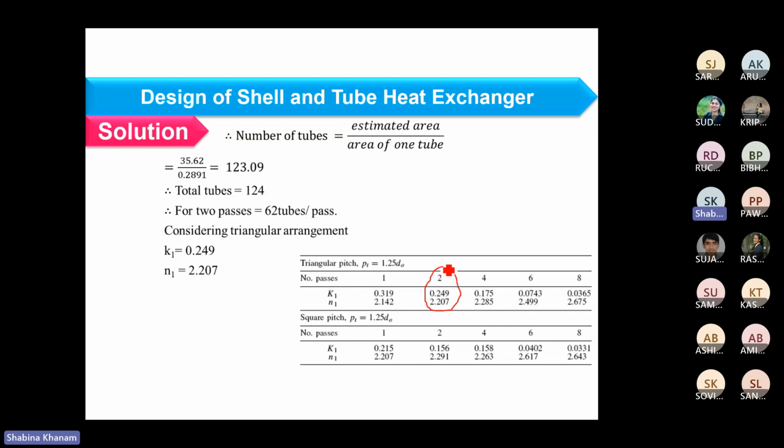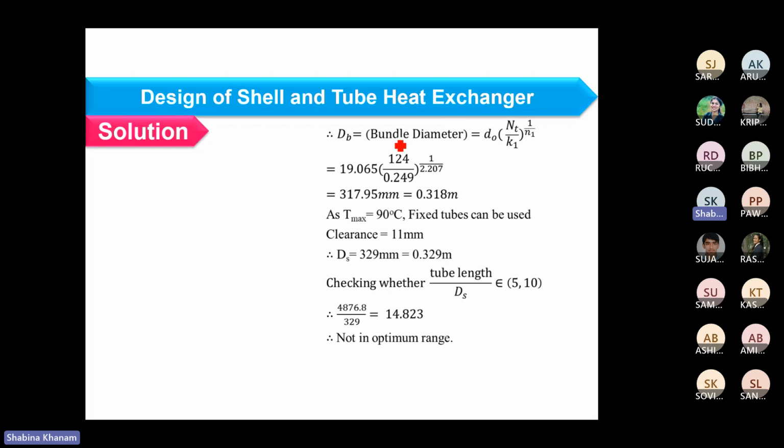Okay, if you recall the last class, triangular pitch will be sufficient for many designs of shell and tube. So we can start with that selection only, that arrangement only. So here I am considering triangular pitch, and K1 and N1 values you can see from this chart. So once I have the K1 and N1 values, we can proceed to the bundle diameter calculation.